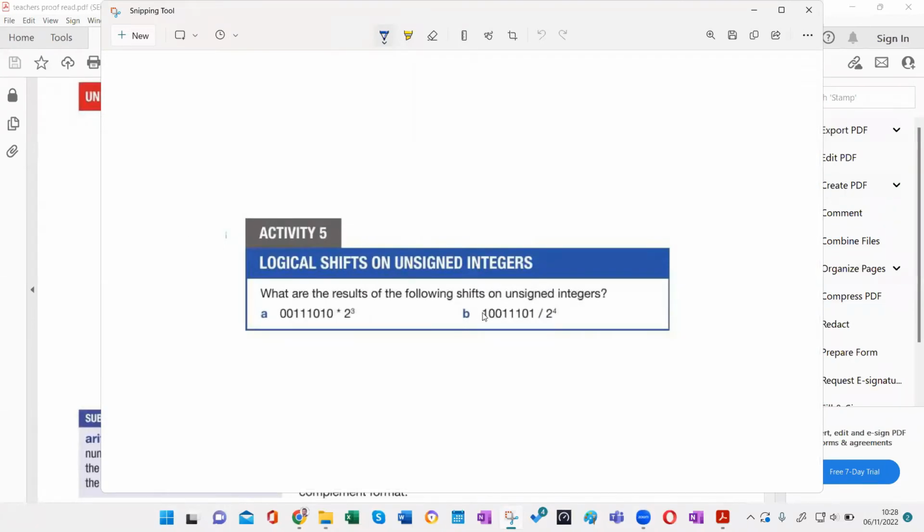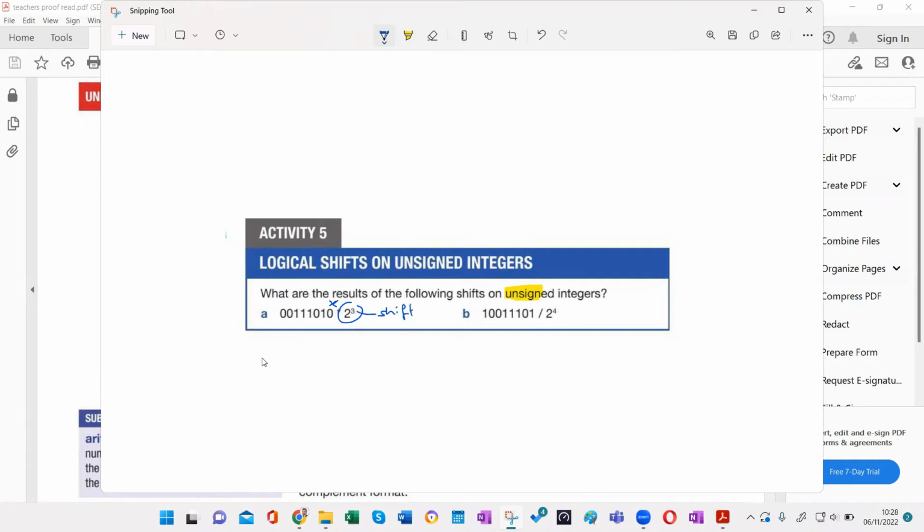What are the results of the following shifts on unsigned integers? So first thing you should understand here is that they are unsigned, right? So the most significant bit is not reserved for the positive or negative sign. That means you can use all the bits for the number, right? And if you look at this one closely, it's 2 to the power 3. You're going to multiply, so it's a left shift. It's a left shift, 2 to the power 3, and the power value is going to be the shift.